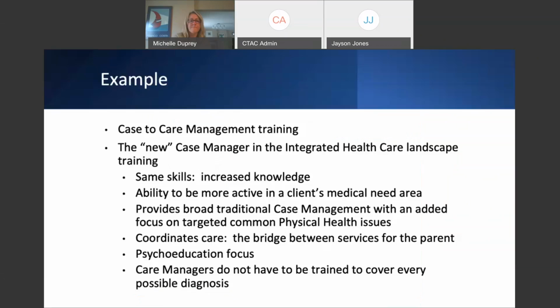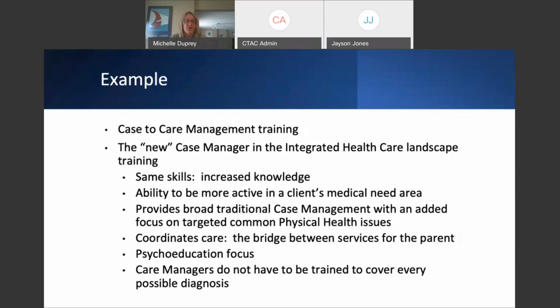So there's a case to care management training, as I mentioned earlier. It's that integrated healthcare landscape training. You're using the same skills that you have as a case manager, but you're just increasing your knowledge, essentially. You can be more active in the client's medical need area, whatever that might be. It provides this broad case management with this added focus of physical health care, and you get the skills and the knowledge in order to do that.